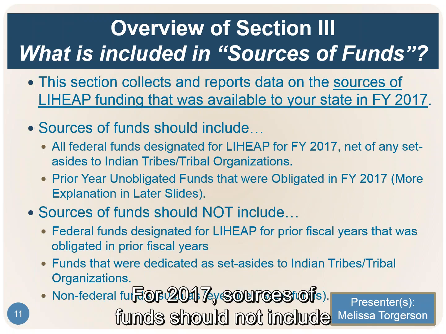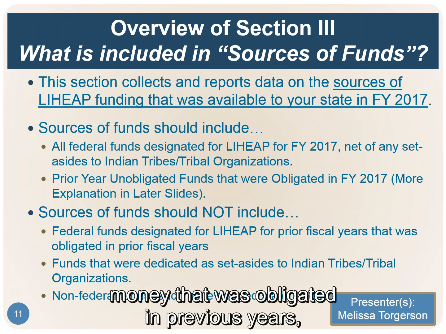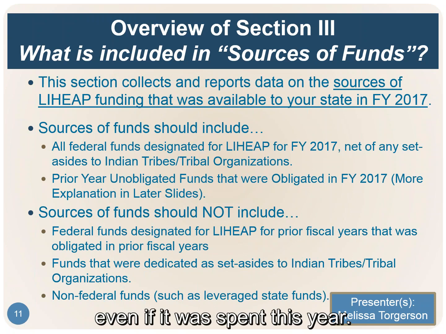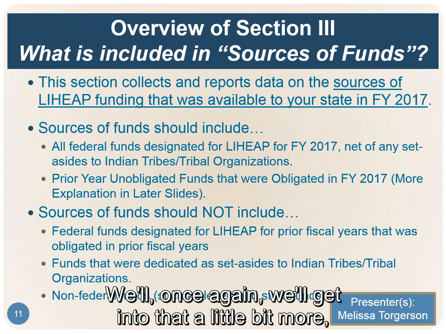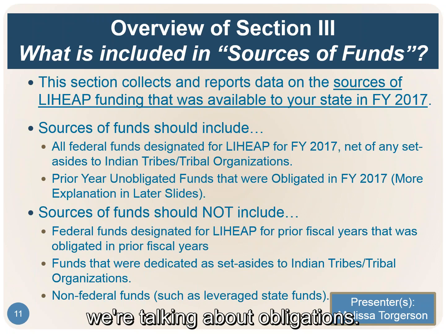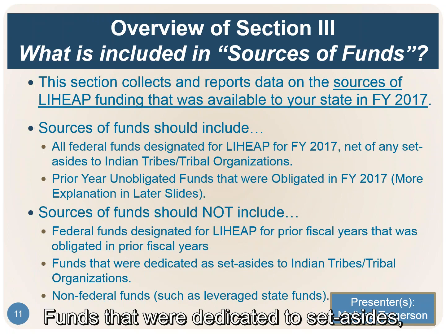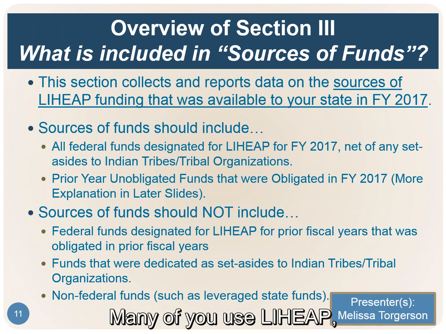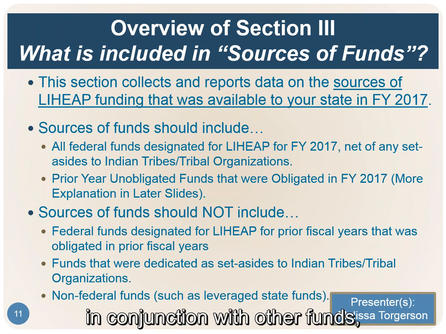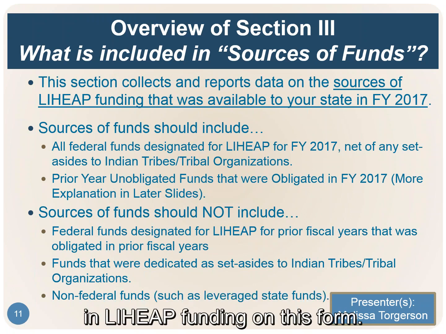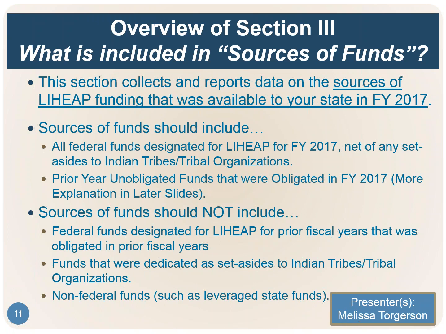For 2017, sources of funds should not include money that was obligated in previous years, even if it was spent this year. So once again, we'll get into that a little bit more, but we're not talking about expenditures. We're talking about obligations. Funds that were dedicated as set-asides, I mentioned that earlier, and then non-federal funds. Many of you use LIHEAP in conjunction with other funds, DOE or fuel funds, and we're really only interested in LIHEAP funding on this form.